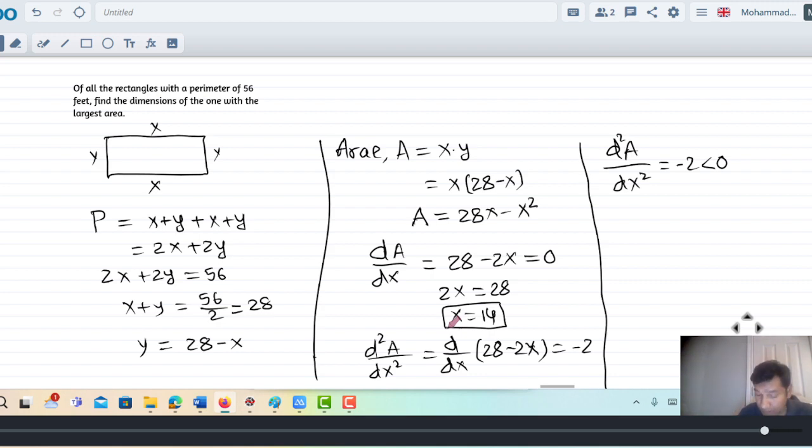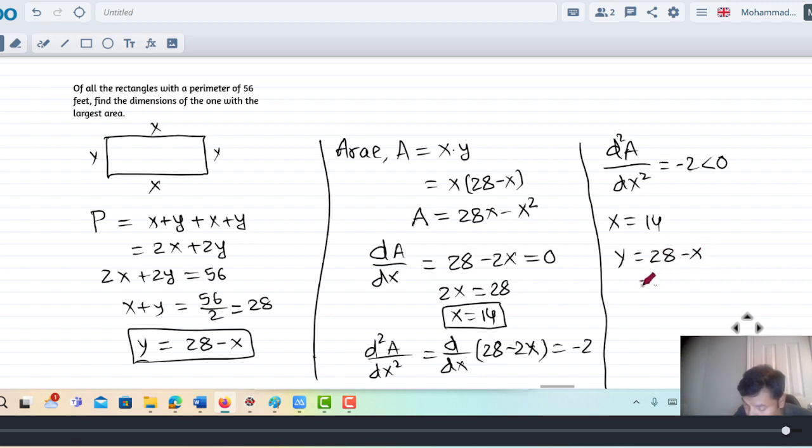So the dimensions are length equals 14 and the width y equals 28 minus x. Where is the 28 minus x? Look here. We have y equals 28 minus x. Using this formula, y equals 28 minus 14, that is 14. So the dimensions are 14 by 14. Thank you very much.